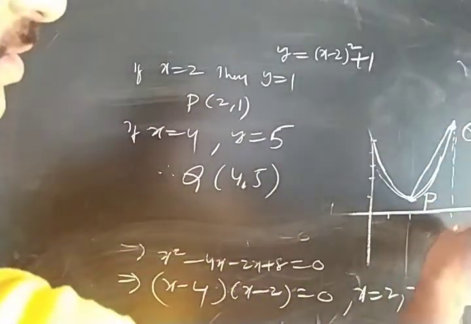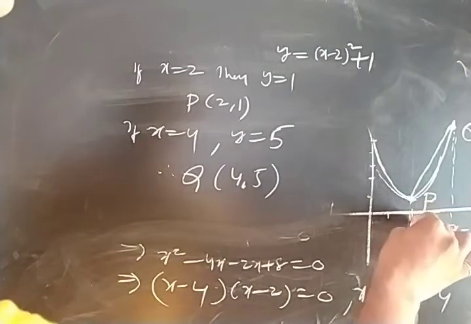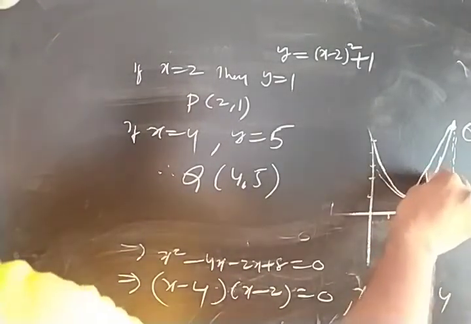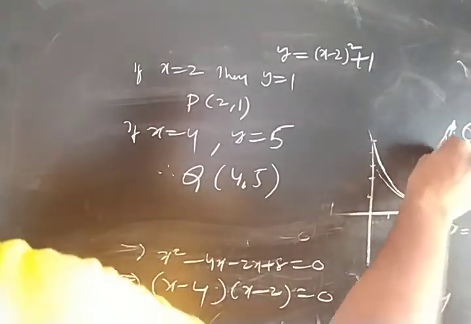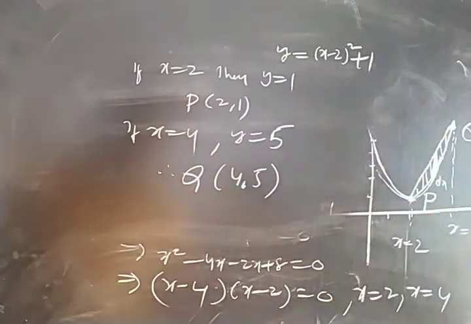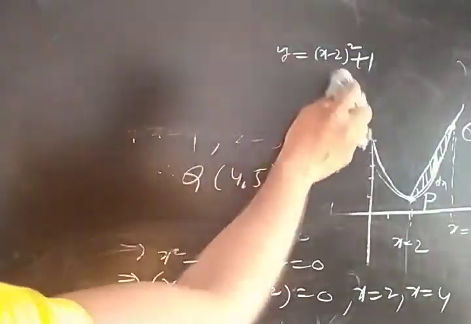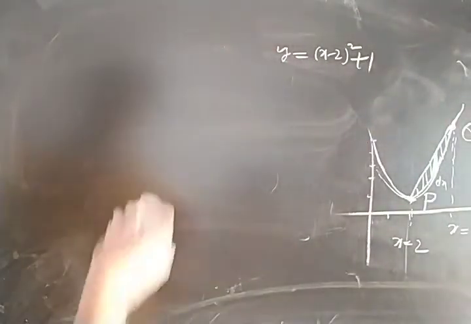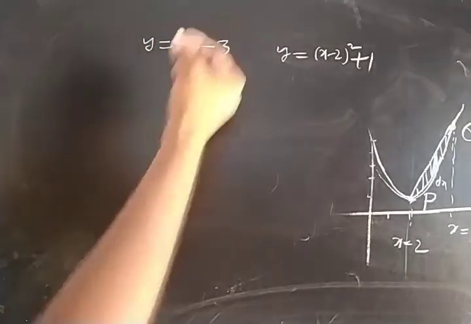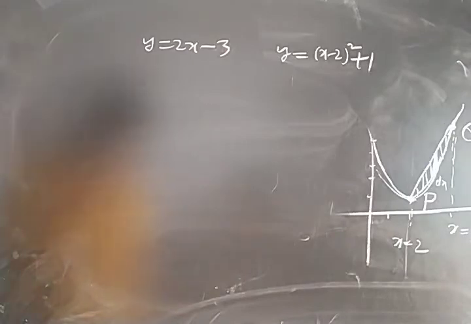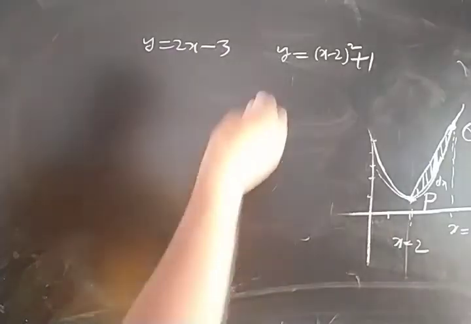So limits I am taking here: x equal to 4 and the P point is x equal to 2. Why? Because I need this bounded area. For that I will consider one vertical strip whose width is dx and height is y2 minus y1. So we got the chord equation and we have the parabola. The chord equation is y equal to 2x minus 3, and this is the parabola.